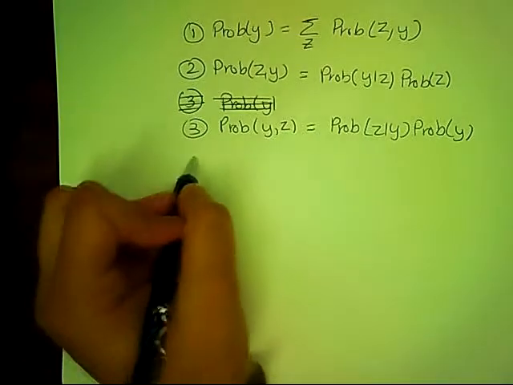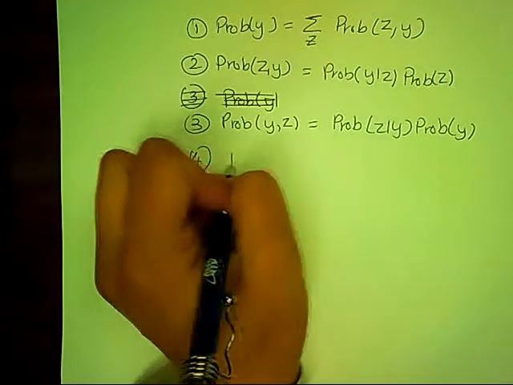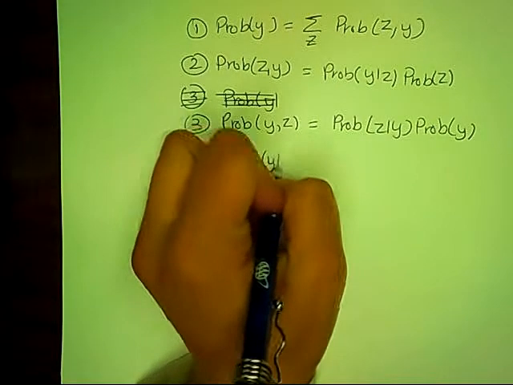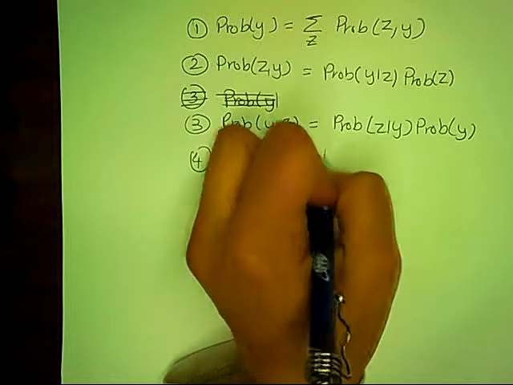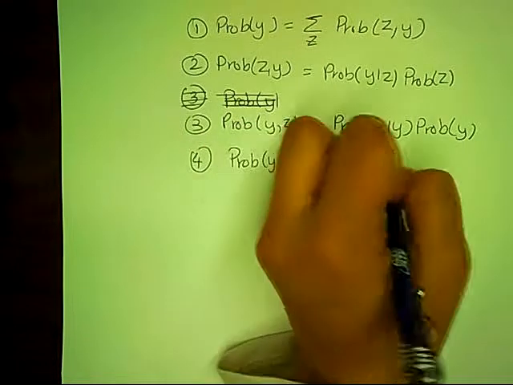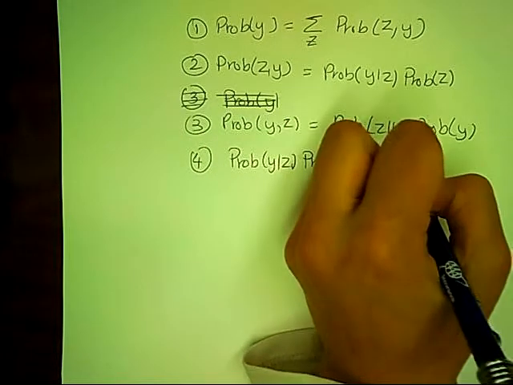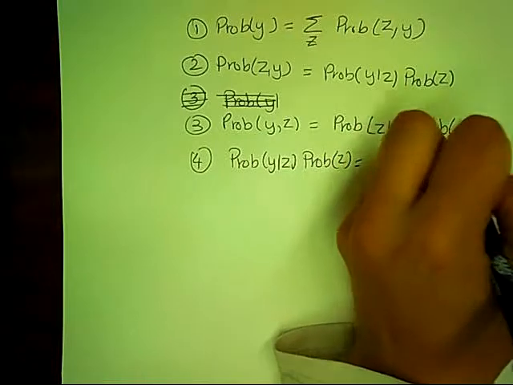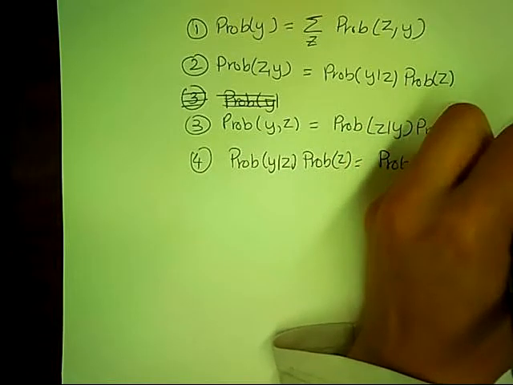With properties 2 and 3, we can derive a fourth property saying the probability of y given z times the probability of z equals the probability of z given y times the probability of y.